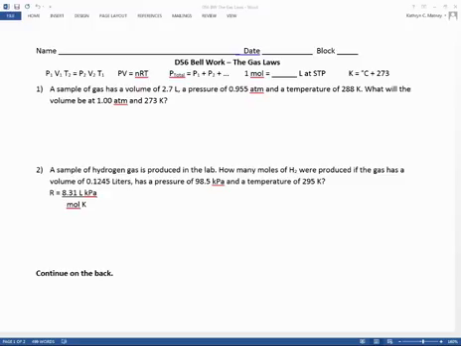So remember what I've asked you to do? I've asked you to write down your V1, your P1, and your T1. What do you have to make sure your temperatures are, Kiara? Yeah, but you have to make sure they're Kelvin, and if they're not, then you're going to add in your 273.